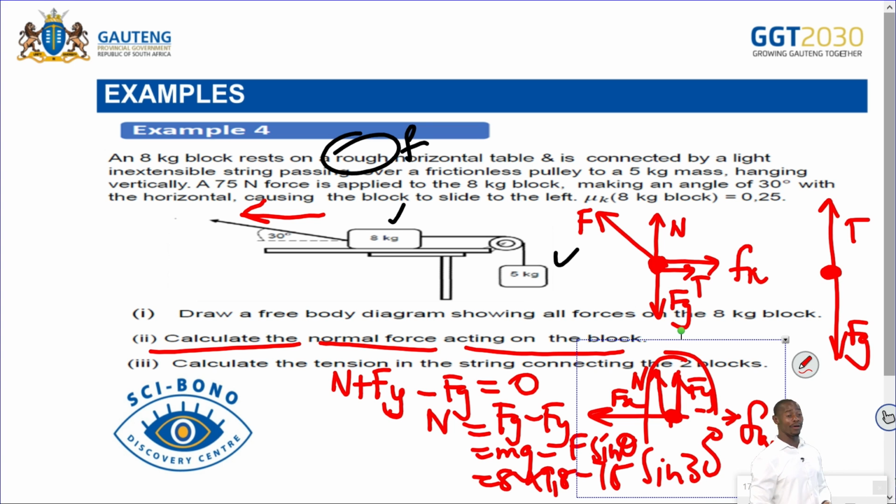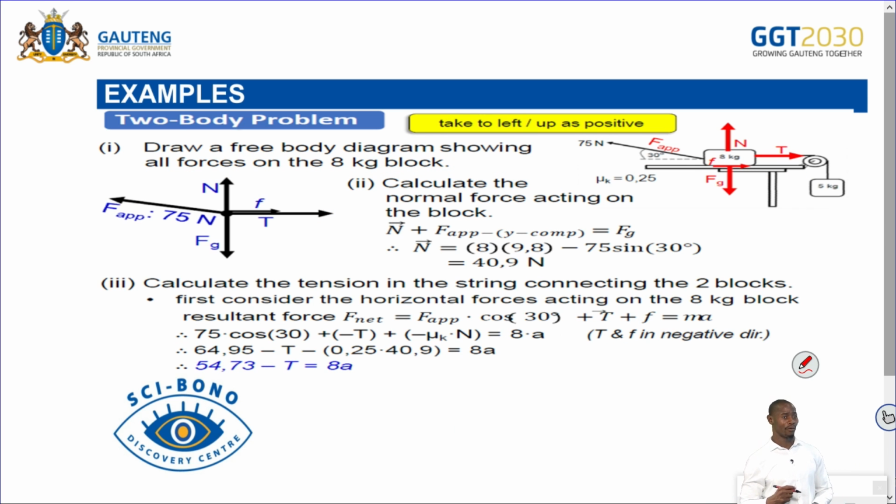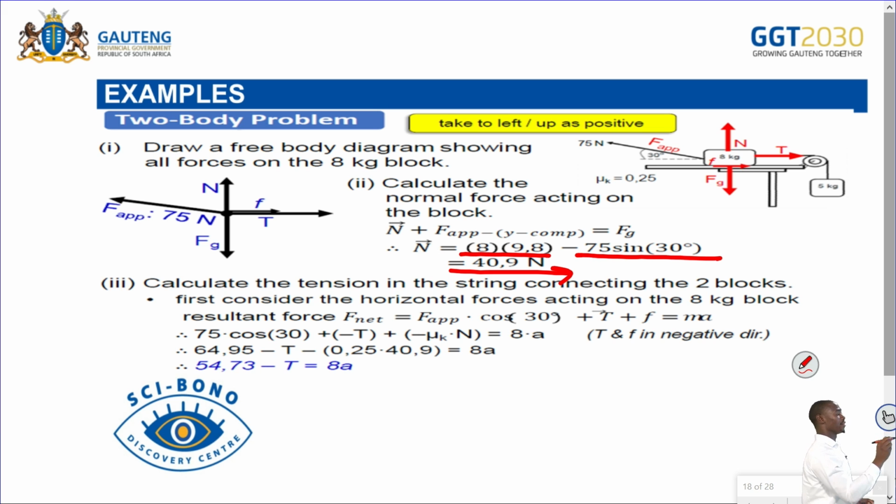Okay, so this is how we are going to find our normal force. Okay, so this is the magnitude of the normal force. So it's going to be Fg minus Fy. So this is the magnitude of the normal force. Then they want us to calculate the tension. So the tension, already we are given what? We have resolved that force into its components. So they want the tension.